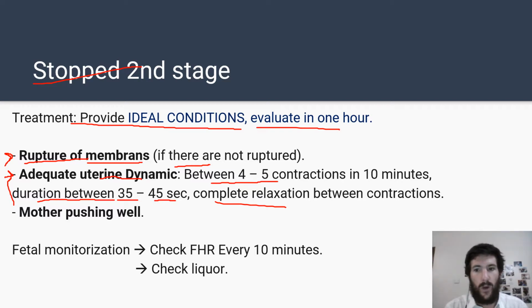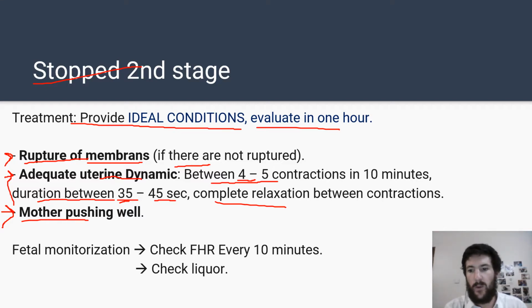So we need to rule out subnormal contractions, meaning weak contractions, like 3 in 10 minutes or 2 in 10 minutes, or a short duration, like 20 seconds. Or we also have to rule out too many contractions, like 5 or 6 in 10 minutes, or a duration of more than 45 seconds. All of those things, too many contractions, are also causes of a stopped second stage, or further and more sophisticated diagnoses like a ruptured placenta. And the third important condition with this mother is that the mother is pushing well. We need the collaboration of the mother.